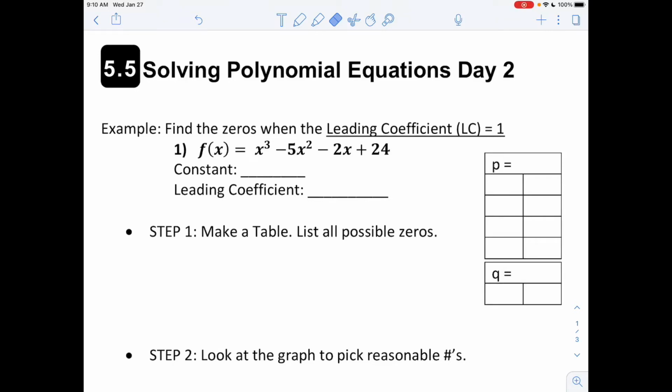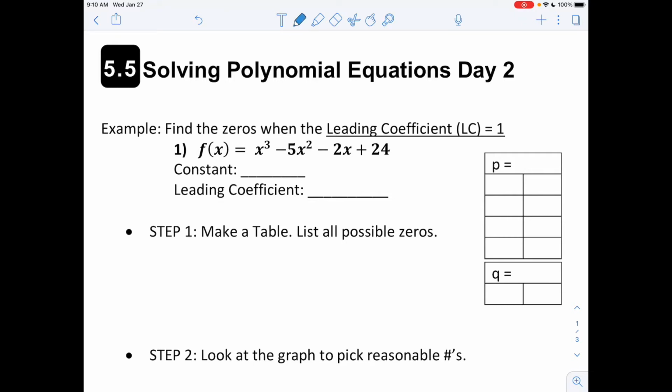Hi everyone, today we're going to continue solving polynomial equations and pick up where we left off on day 1. We're going to try to find the zeros for this polynomial, and we notice that the leading coefficient is 1. Remember that that's going to keep our Q value looking pretty nice. Our Q value is going to end up being 1.